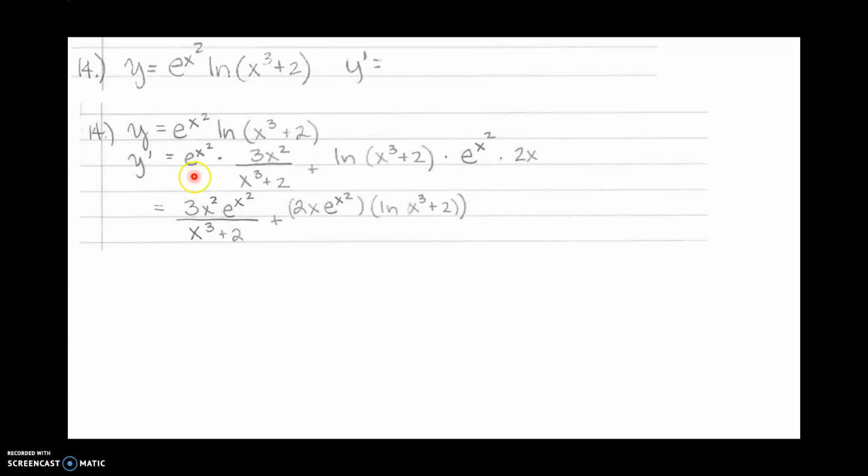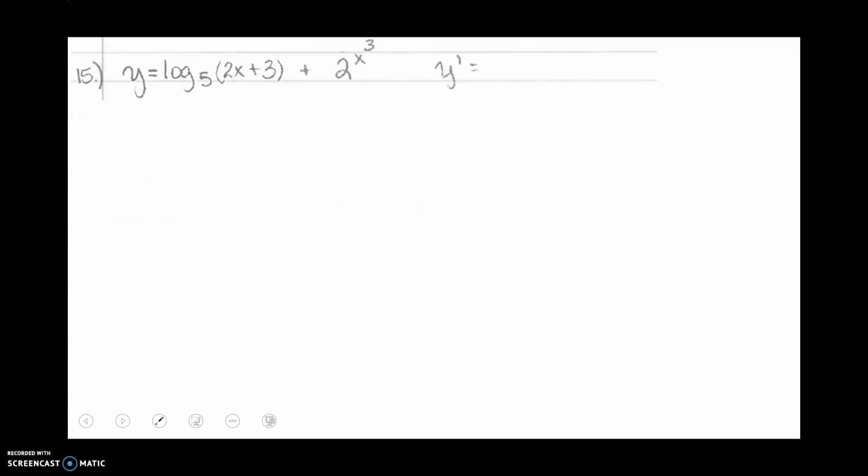So first times derivative of second plus second times derivative of first. And then we'll just combine anything that we can. So we put these two together in our numerator, and then we just moved the 2x e to the x squared out in front, but that's not necessary.